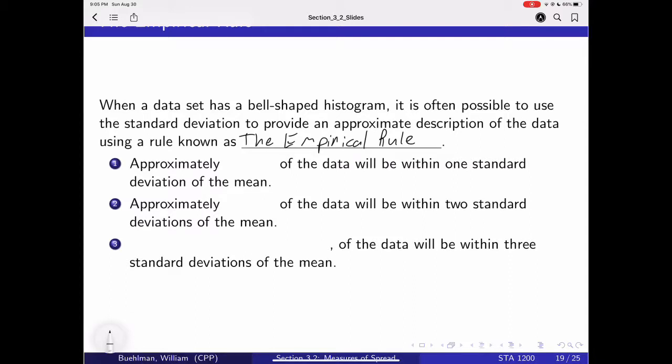And what the empirical rule says is approximately 68% of the data will be within one standard deviation of the mean. Approximately 95% of the data will be within 2 standard deviations of the mean. And all or almost all of the data will be within 3 standard deviations of the mean. But remember, this only works if the data has a bell-shaped histogram. We cannot use the empirical rule if the data does not have a bell-shaped histogram.